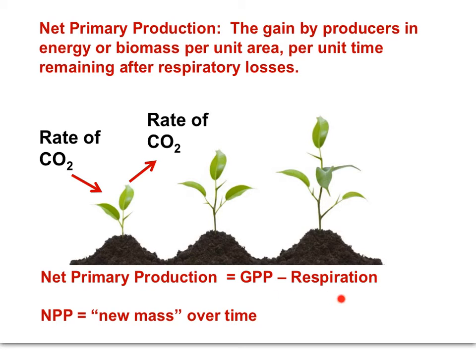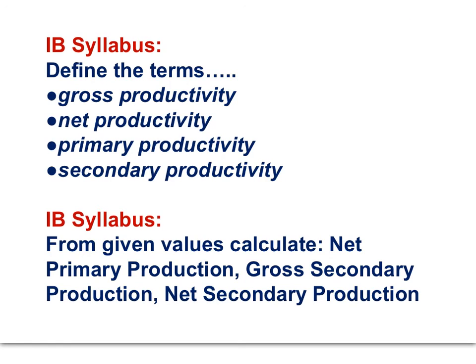GPP minus respiration is net primary productivity, the amount of biomass left over after respiratory losses. If GPP is greater than respiration, then NPP is positive and the plant grows in mass. NPP is equivalent to the new mass of the organism, the new mass gained over time. Hopefully by this point you have some grasp of gross productivity, gross primary productivity, and net primary productivity.